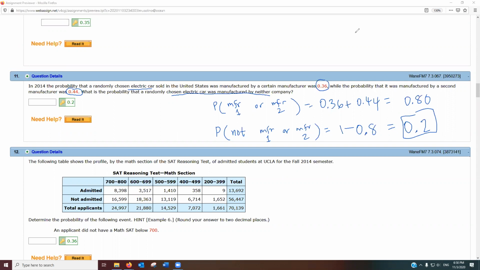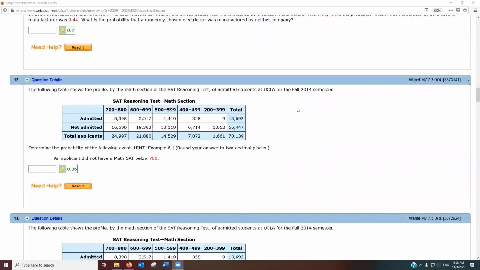All right, let's take a look at a few more here. Let's go to number 12. So number 12 is giving us a table with SAT scores broken out by admitted versus non-admitted students. Now the key to these problems is really reading very carefully and trying to understand what numbers in the table correspond to the event you're interested in. And then to find the probability, you'll take the number that corresponds to the event you're interested in divided by the total. In our case, the total is 70,139.